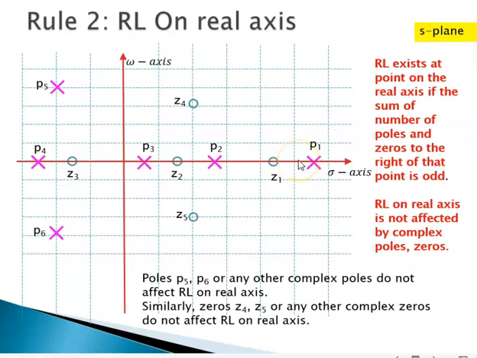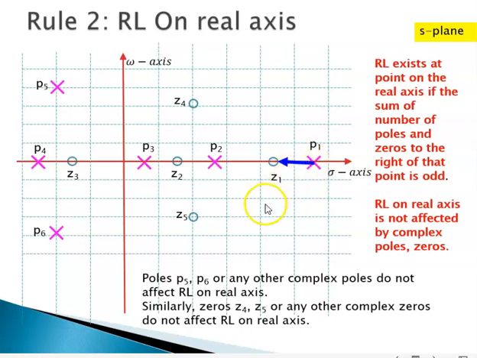Okay, if this were to be the point, you count how many poles and zeros there are on the real axis towards the right-hand side. There is only one pole, which is odd. So root locus exists at this point. That is, we can say this point is actually a root of the characteristic equation. Whatever applies to this point also applies to every point in between P1 and Z1. So we draw the branch thickly here, from here to here.